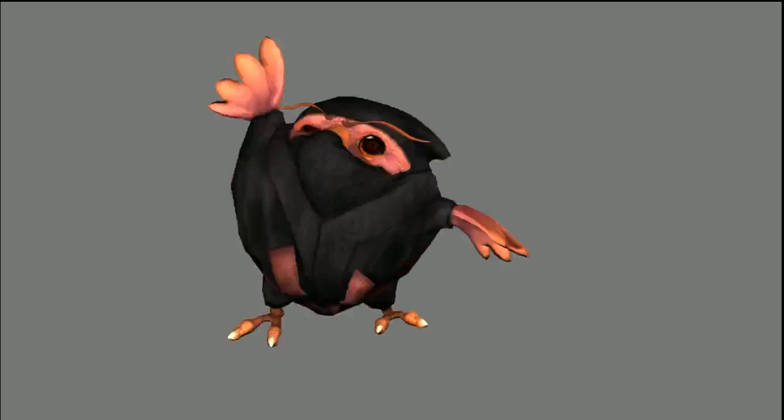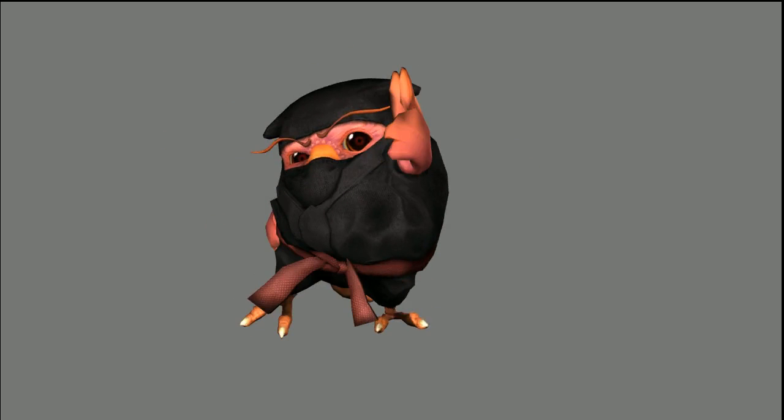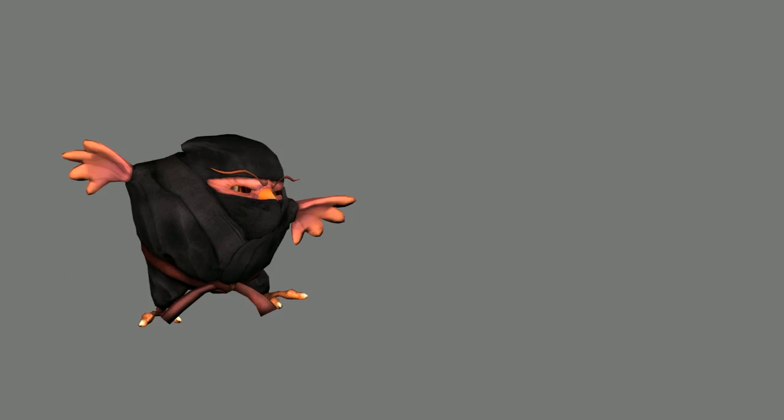I love this guy. Oh, Boris is doing an amazing job animating this character right now. He's so cute. Maybe we should sell it as plushies later or something. Yes, I think we should. We should do that.